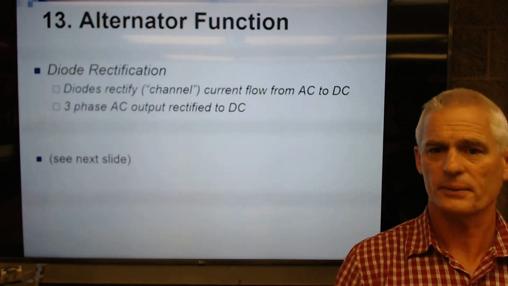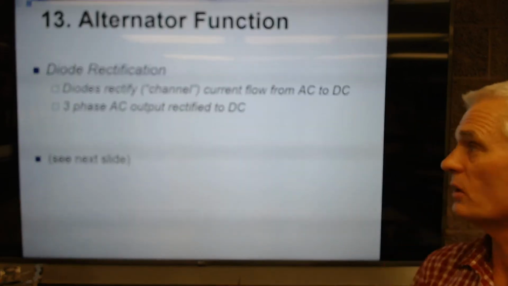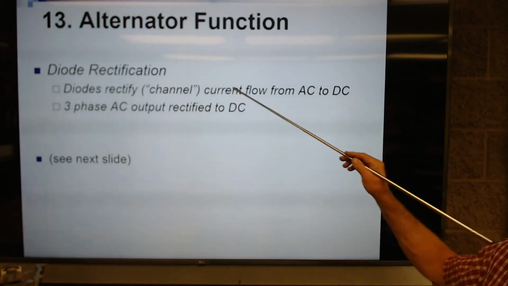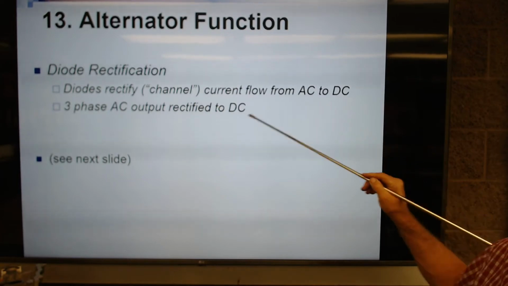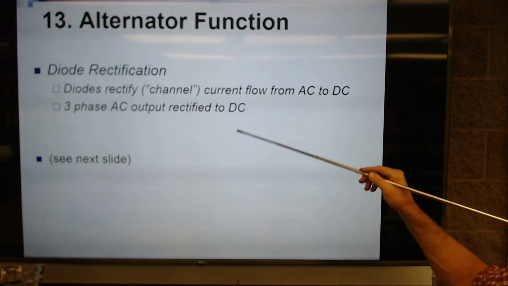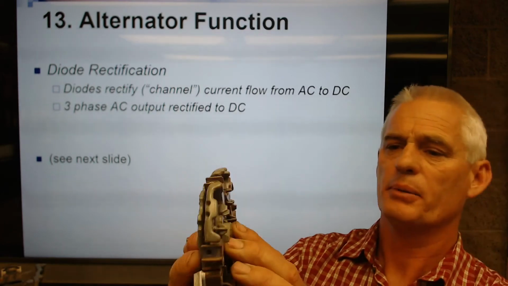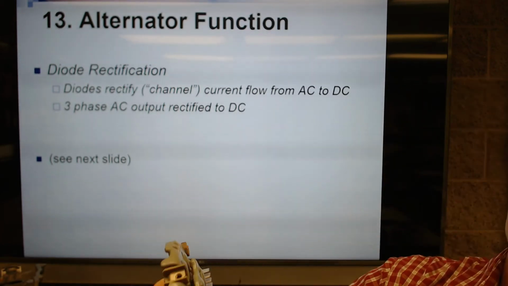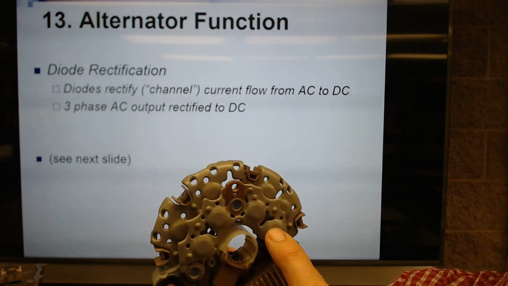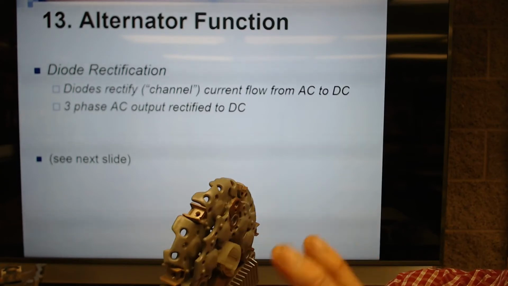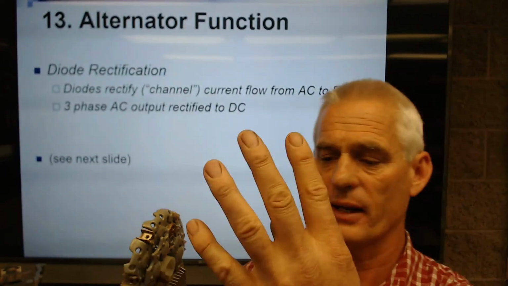Let's continue on here. So how does the alternator function? It uses what we call diode rectification. The diodes are going to rectify, or channel, the current flow from AC to DC. We use 3-phase AC output and we convert it to DC. Let me show you a pair of diodes. So here is a group of diodes. There's 1, 2, 3, 4 diodes there. 1, 2, 3, 4. So there are 4 positive and 4 negative diodes.